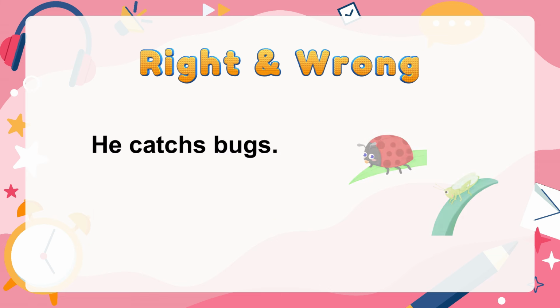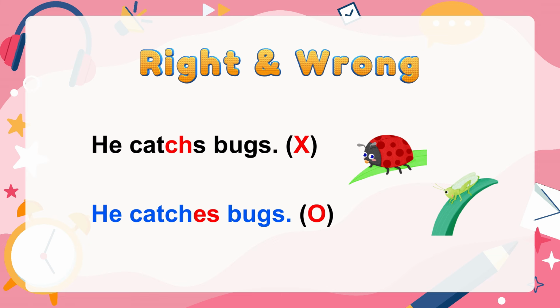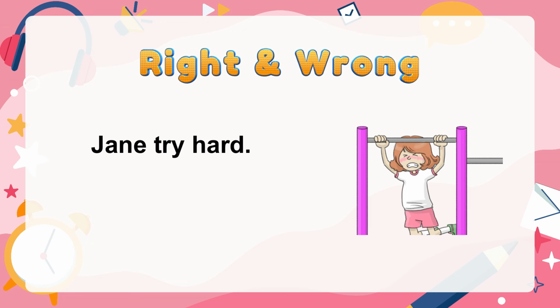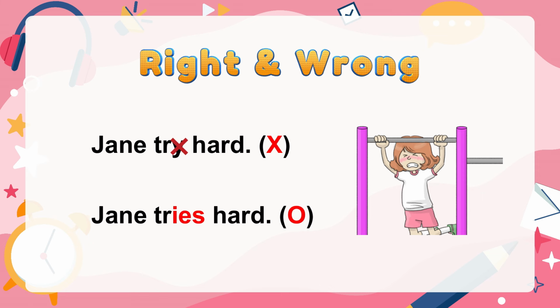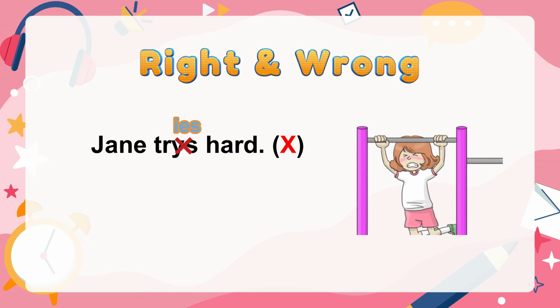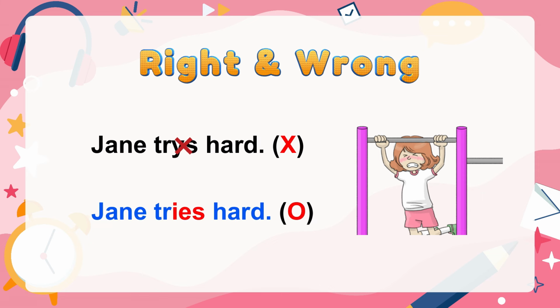Next, he catches bugs. The verb catch should have an ES because it ends with CH. He catches bugs. Jane try hard. Try should have IES. Jane tries hard. Once again, this should have IES. Jane tries hard.